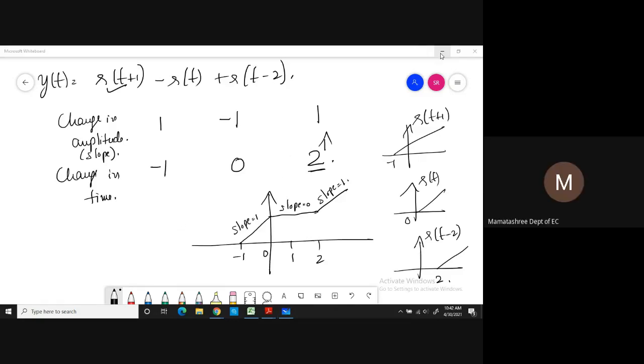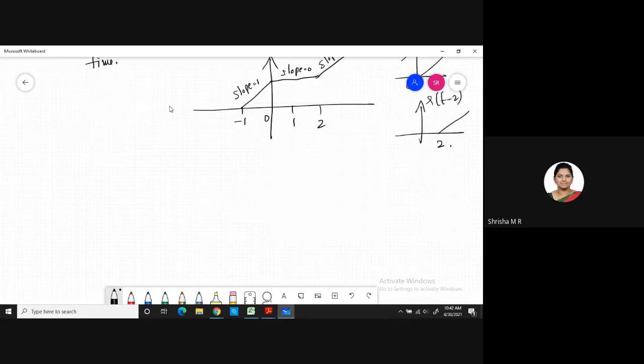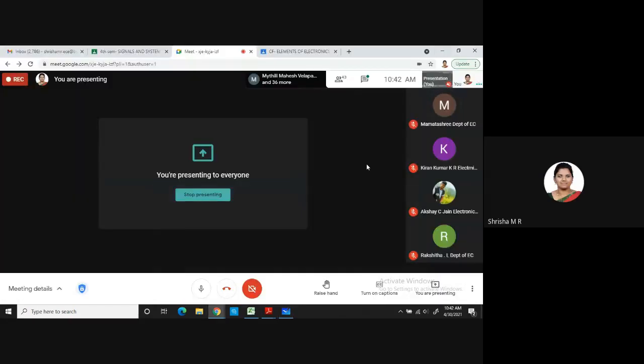Ma'am, minus R of t, ma'am. Negative side slope. Where? Here we had +1, right? The slope here is +1. +1 -1, the slope will become 0. It will continue up to 2. Then again at 2 it will become 1. If you get confused, don't follow this method. Follow the other method that I taught you. Okay? Okay, ma'am. Clear, everyone?